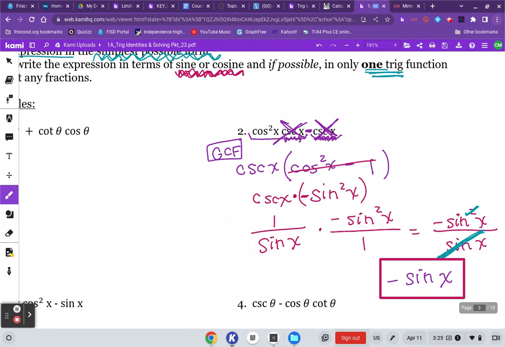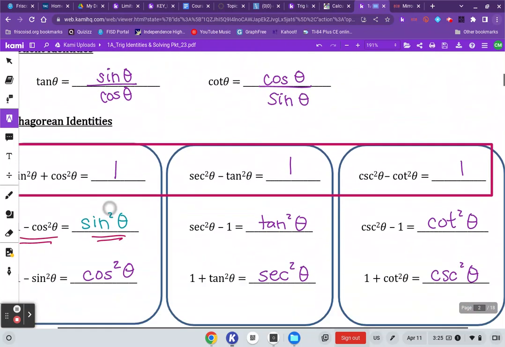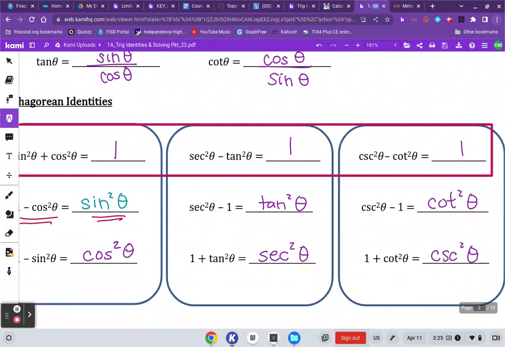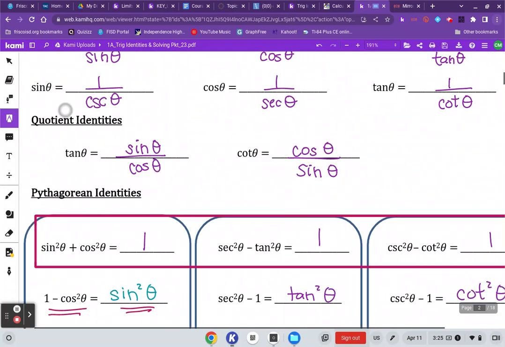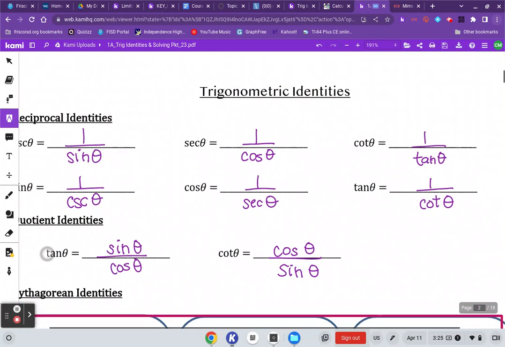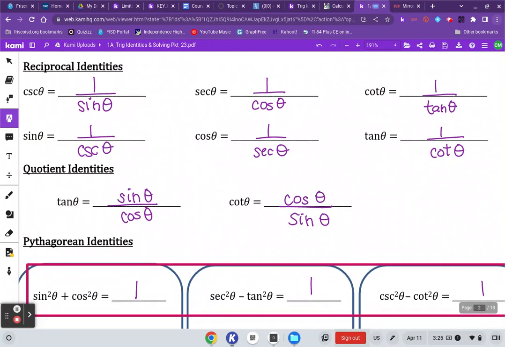Let me see. How did you go from cosecant of x to 1 over sine? Cosecant is the same as 1 over sine. What was the first page of notes? And up here at the top, it tells us that cosecant of theta is equal to 1 over sine.